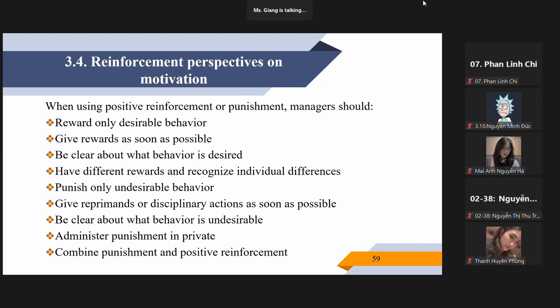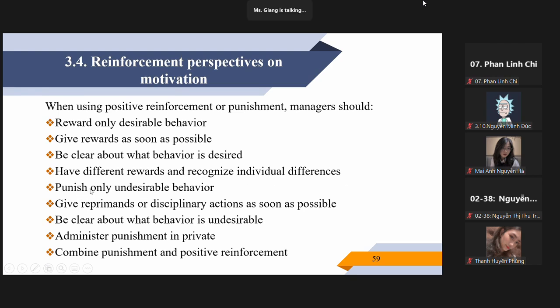There are some notes for managers when applying positive reinforcement or punishment. For example, reward only desirable behavior. We give rewards as soon as possible. Be clear about what behavior is desired. Have different rewards and recognize the individual differences.